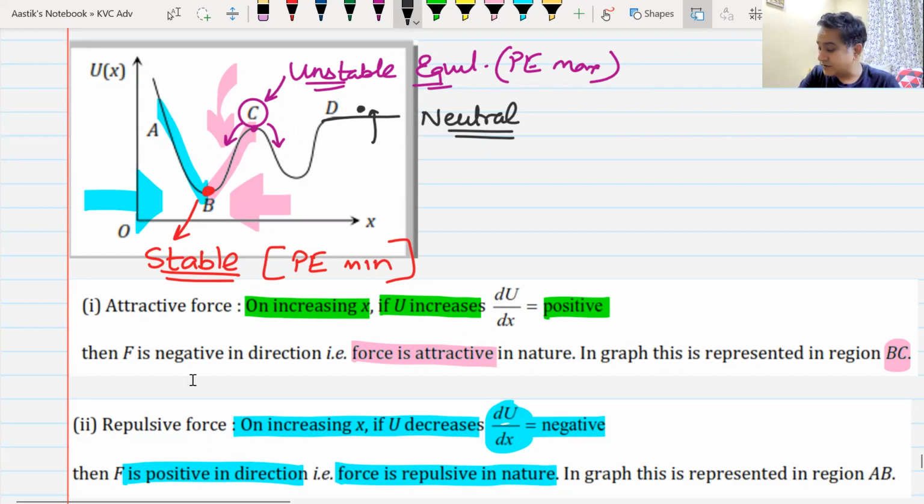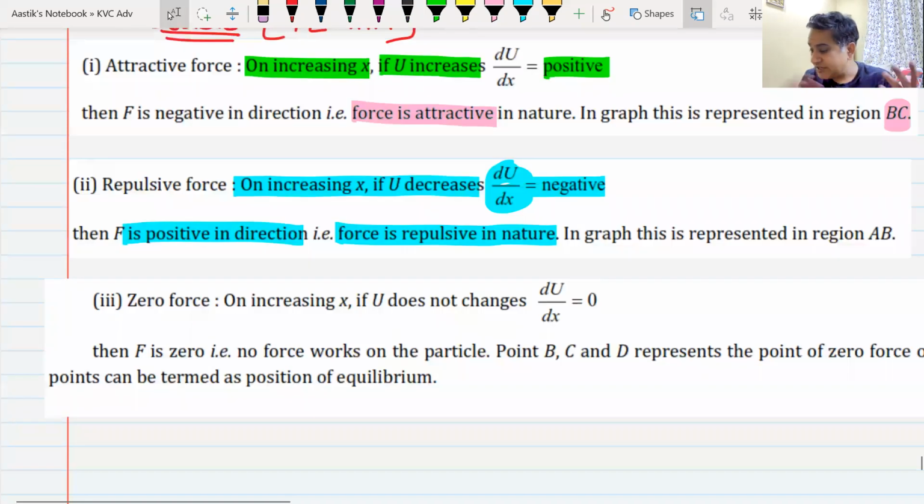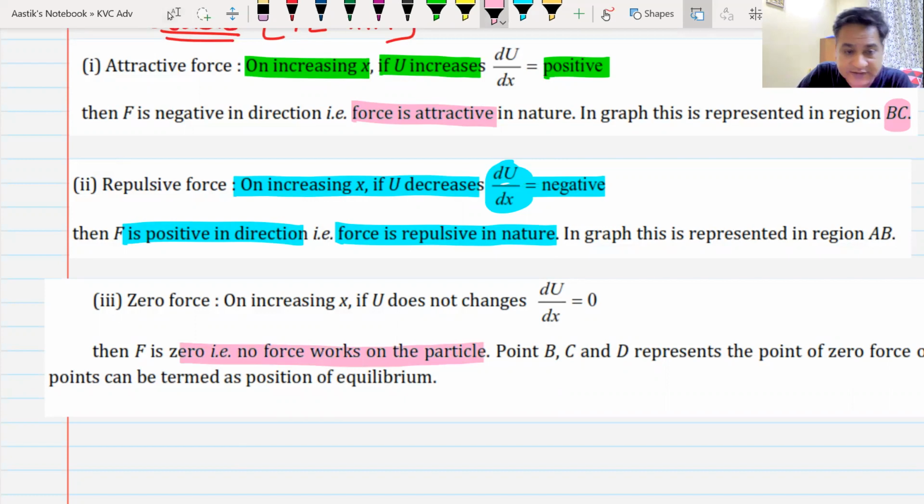Neutral equilibrium. I will just show it to you here. This is the point where no force acts on it. When you change, when you increase x, nothing happens to you. You remain same. That is the point of neutral equilibrium. There is no force acting on the particle. Do we understand this? Yes, sir.